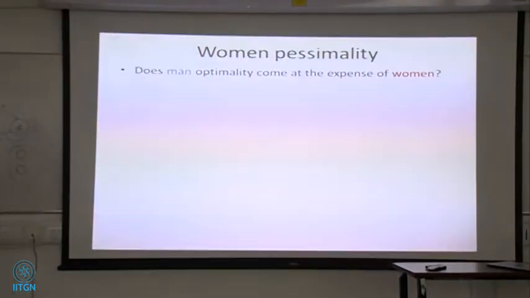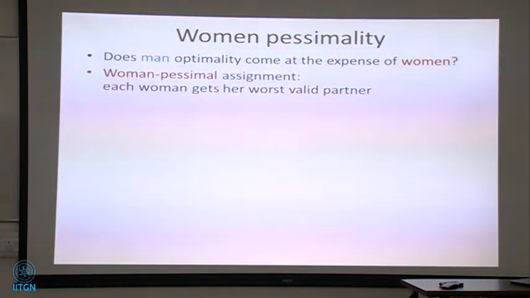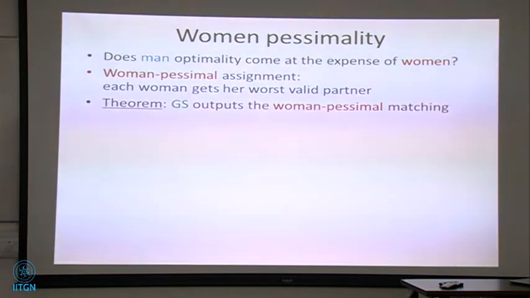So obviously, it cannot really be optimal to both sides as we've seen in our 3x3 example. But men optimality comes at the expense of women in a very, very strong sense. We defined men optimal assignment, and in the same fashion we can define women pessimal assignment. That's the assignment that gives each woman her worst valid partner, among all guys she can be matched with in a stable matching, that's the worst guy. And guess what? That's what Gale-Shapley gives us. Gale-Shapley outputs the woman pessimal matching.